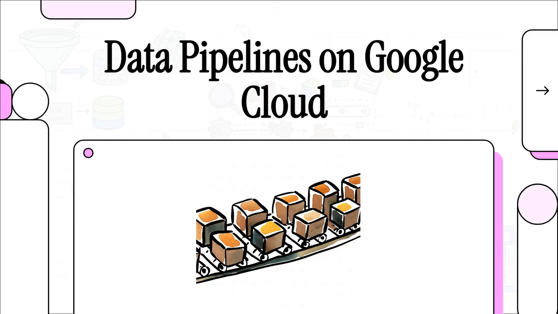Today we're going to talk about something really powerful: how to take all that raw data you have and turn it into a real business asset. We're going to walk through how you can build a data pipeline on Google Cloud that's not just smart, but also automated and compliant. Let's dive right in.